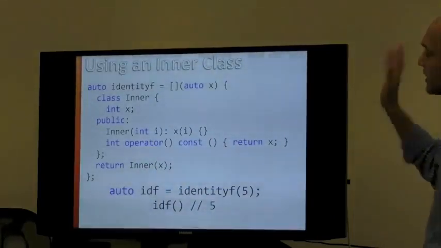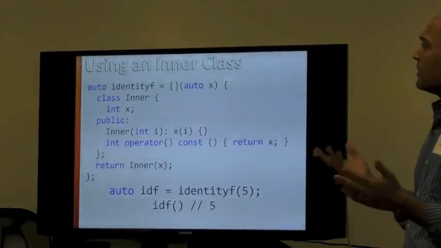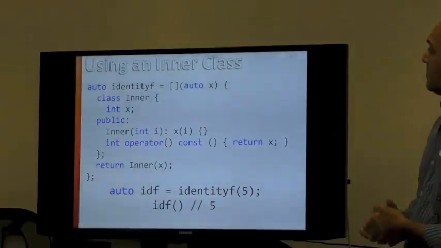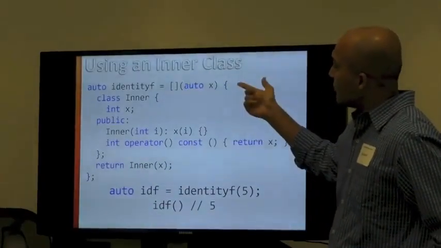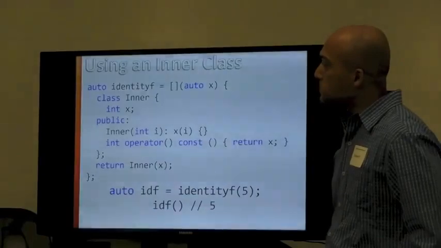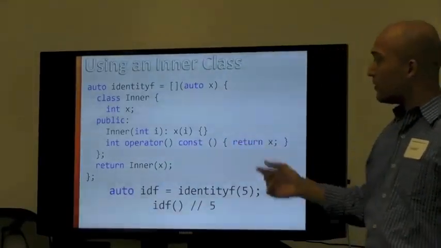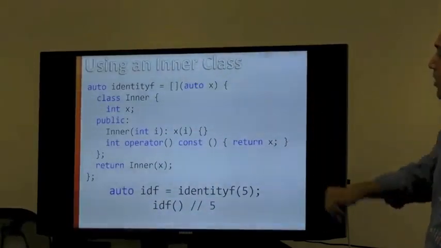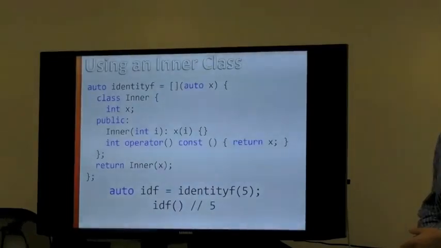Here is a very verbose way to implement it. I'll just throw in a class which has a function call operator. Identityf, auto x, same old story here. The inner class has an x and a constructor inner that assigns whatever it is given to x, and the operator returns x. Let me give you a few seconds to look at it and convince yourself that it actually does what the problem asks. Meanwhile, I can have a sip.